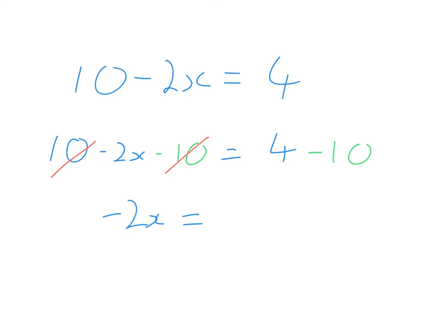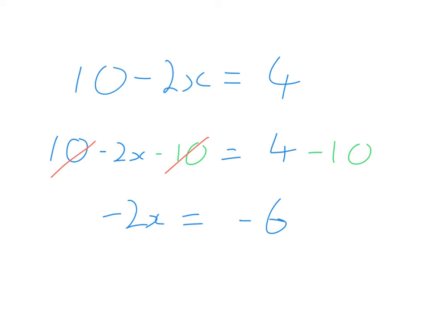Again, it keeps the sign here. On the right hand side, 4 take away 10. Have to be careful here because we're dealing with negative numbers. So if we have 4 and we take away 10, their signs are different. Plus 4 and minus 10. We have a positive 4 and a negative 10. So we're going to find the difference between them, which is 6. And then we're going to keep the sign of the bigger number, which is minus from our minus 10.